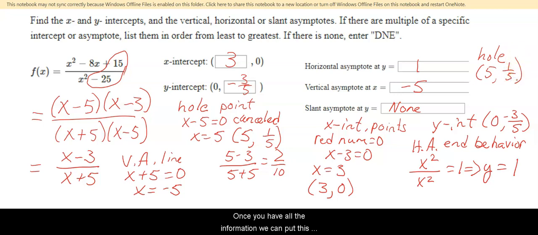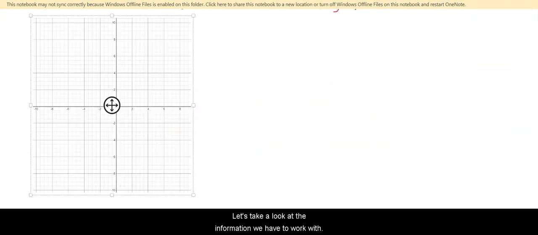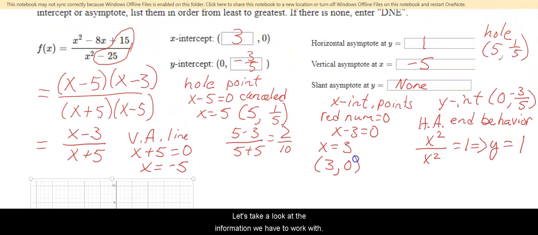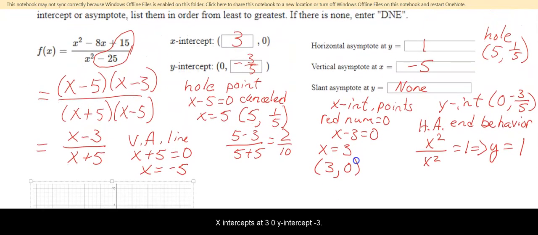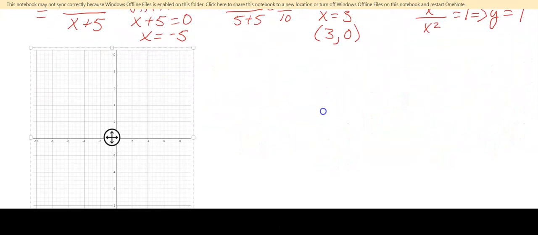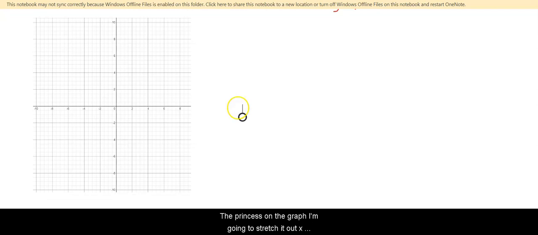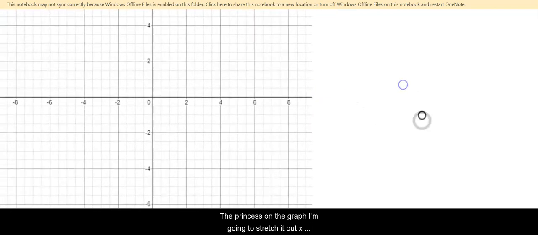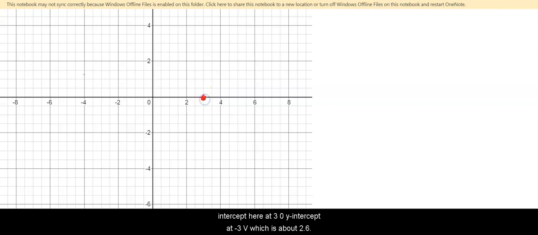Once you have all the information, we can put this onto the graph. Let's pause and do that now. Let's take a look at the information we have to work with. X-intercept at (3, 0), Y-intercept at -3/5. To put this on the graph, I'm going to stretch it out. X-intercept here at (3, 0), Y-intercept at -3/5, which is about -0.6.